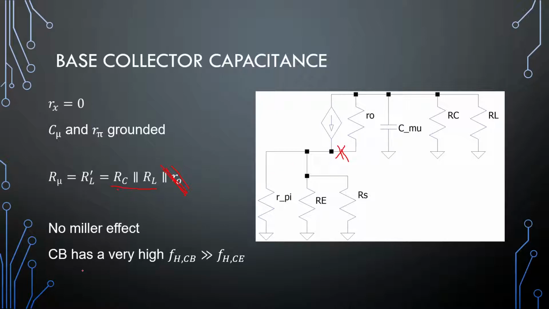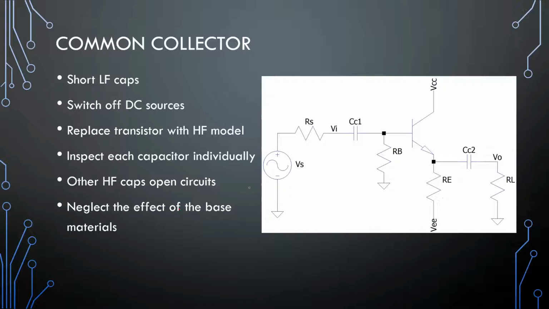Okay, so the common base has a very high frequency, much higher than the common emitter, and you'll find that this right here is typically, because of the largeness of RC and R load, the more responsible for the higher cutoff frequency. And that's the common base amplifier. So it's really that easy. Up next, the common collector.